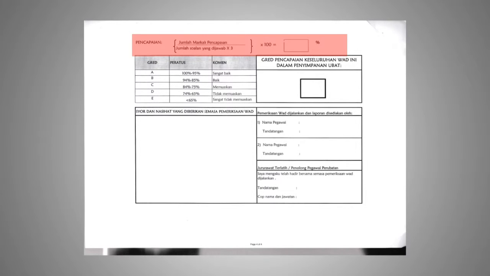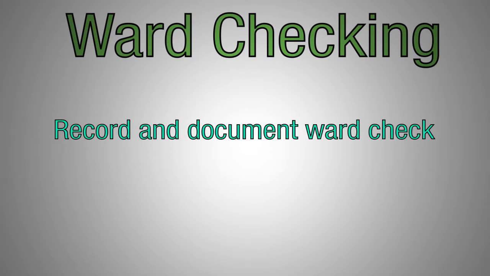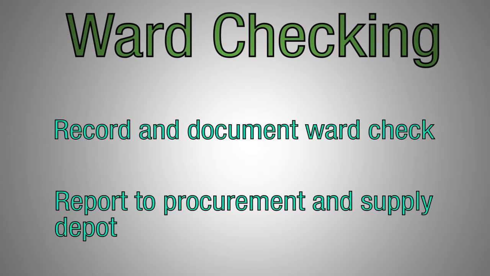Then, lastly, we will total up the marks for each section and calculate the grade for the ward using this formula. This paper must be signed by the pharmacist who checked the ward, as well as the nurse who followed the pharmacist throughout the whole ward checking session. The pharmacist will also write some advice and recommendation in this form. After this, the pharmacist will need to document and record the ward check. Then, lastly, they must also send a report to procurement and supply department.